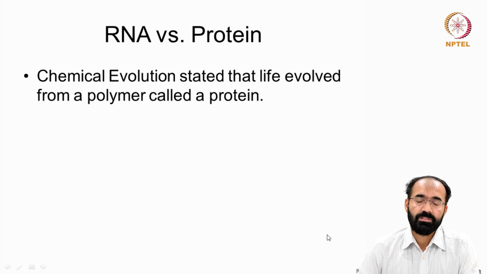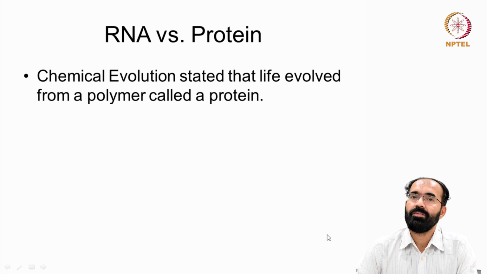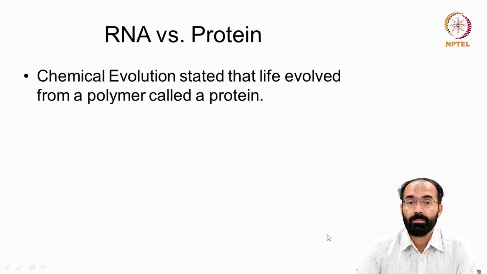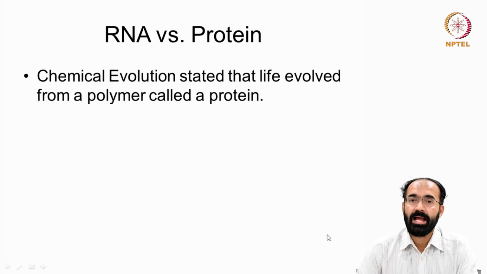There is a parallel hypothesis that talks about the evolution of life forms through chemical evolution. RNA itself is a chemical molecule, but chemical evolution basically says that the congregation of various chemicals would have contributed to the origin of life. So chemical evolution basically started when life evolved from a polymer called protein, which exists even today in all living organisms. Proteins, meaning structural proteins and functional proteins, can be called the workforce of life in any living organism.